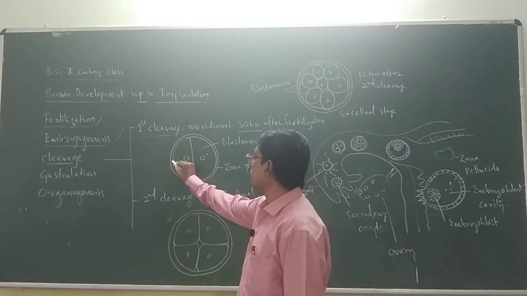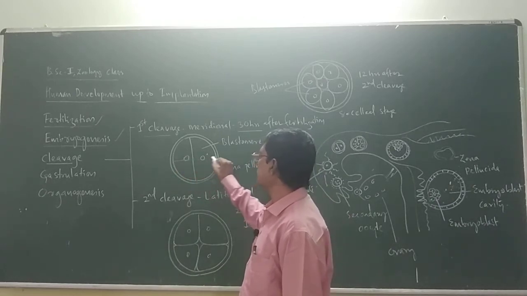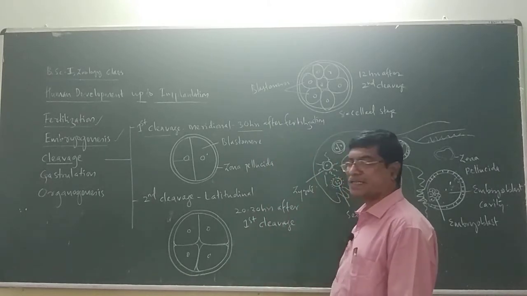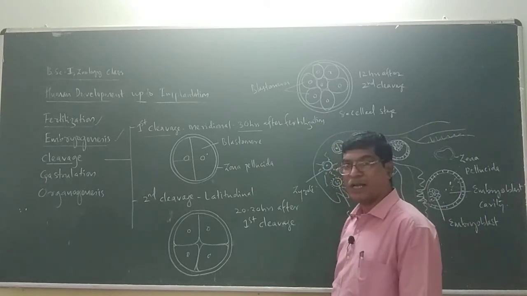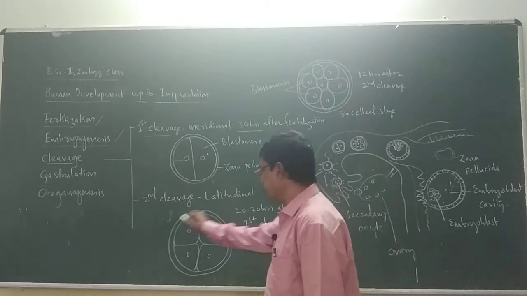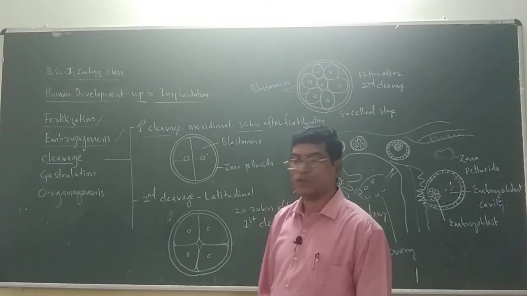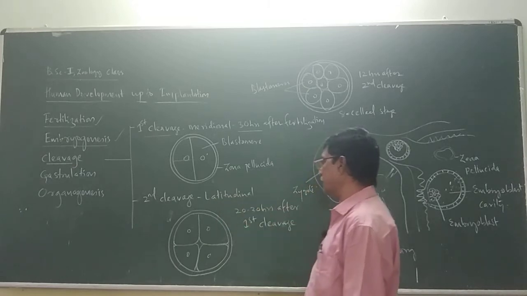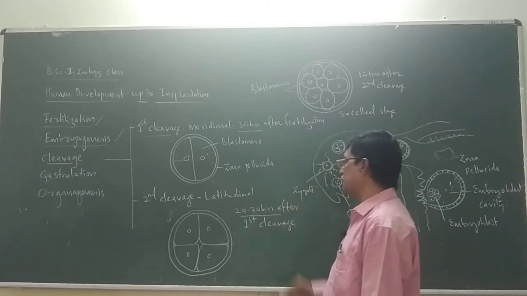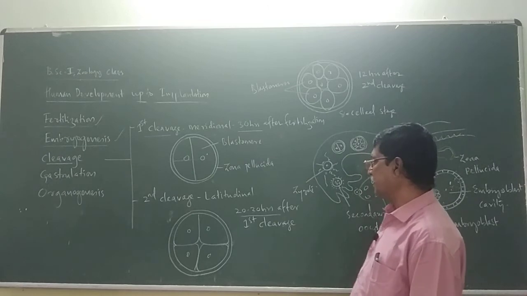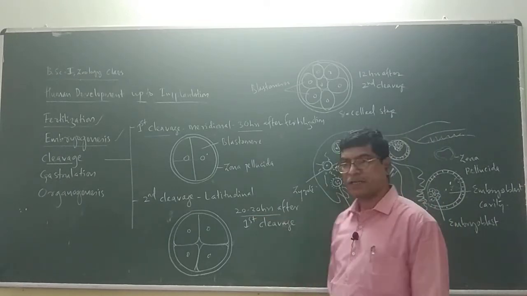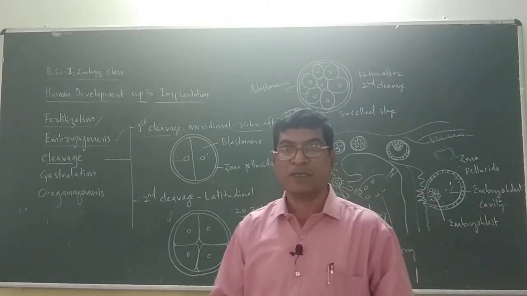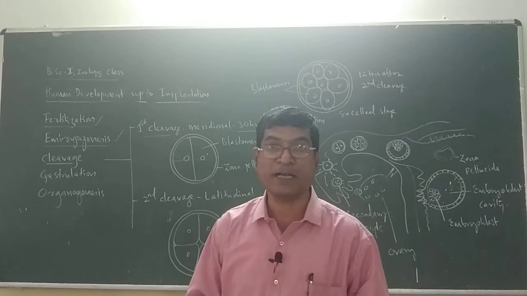So first the smaller cell gets divided, later on the larger cell. Thus, at the end of second cleavage, four cells are formed. Four blastomeres. Still, these are externally covered by zona pellucida. So the second cleavage is at right angles to the first one, or latitudinal. The second cleavage is completed 20 to 30 hours after the first cleavage.